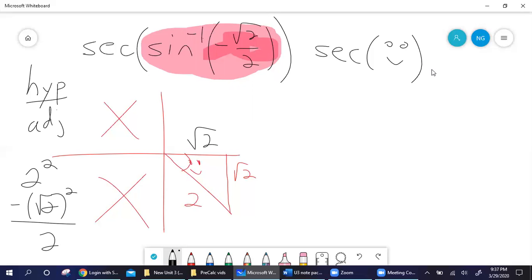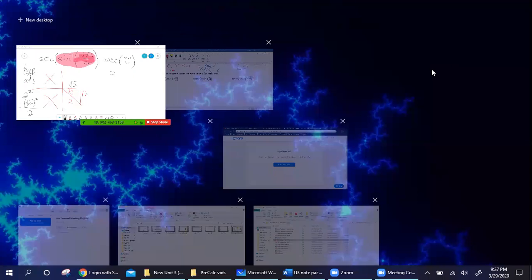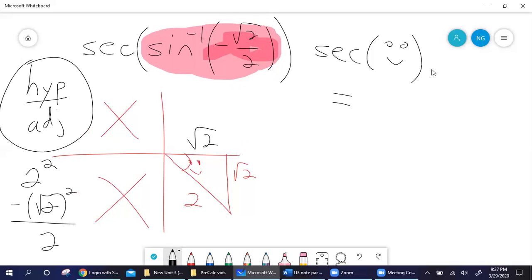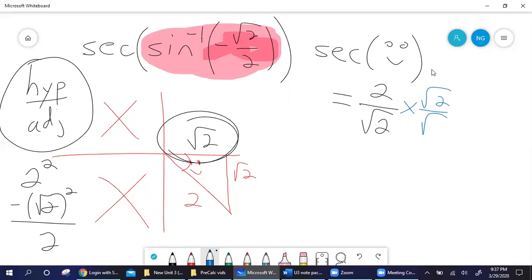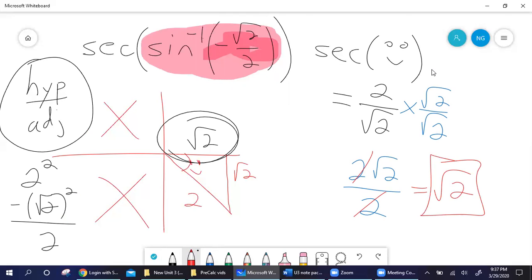So the secant, again, which is hypotenuse over adjacent, would be 2 over the adjacent, which I just figured out to be root 2. If I rationalize that, if I multiply top and bottom by root 2 over root 2, that would give me 2 root 2 over 2. 2's cancel, and I'm left with root 2. Okay, that does it for the 4.7.